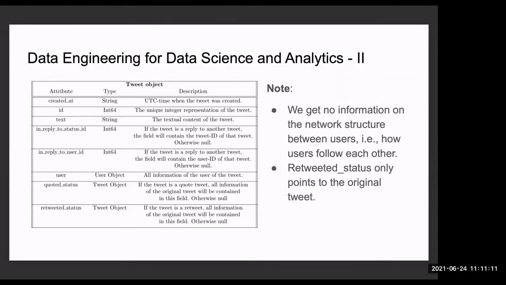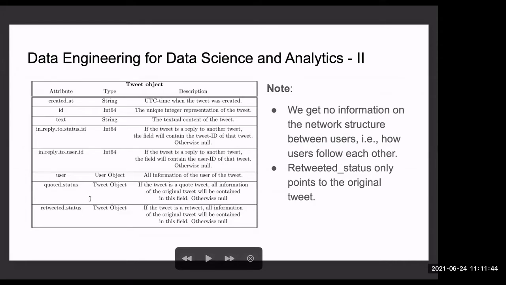We only have the tweets, basically, with the timestamps and a lot of information. This is just the basics. There is a lot of other stuff in this JSON, such as media being shared, URLs and so on. But the main idea is that we don't have any way to say anything about the social structure of Twitter users, and also that the retweet status only points to the original tweet.